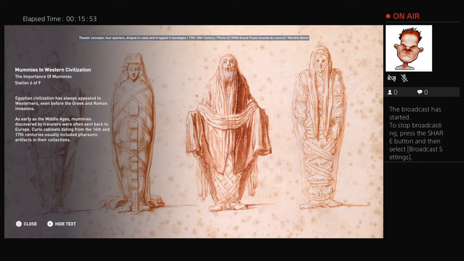Egyptian civilization has always appealed to Westerners, even before the Greek and Roman invasions. As early as the Middle Ages, mummies discovered by travelers were often sent back to Europe. Curio cabinets, dating from the 16th and 17th centuries, usually included pharaonic artifacts in their collections.